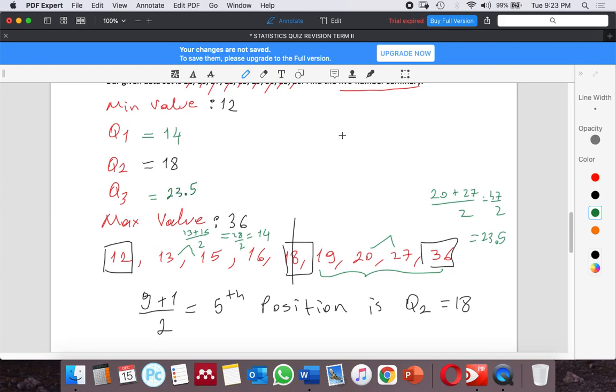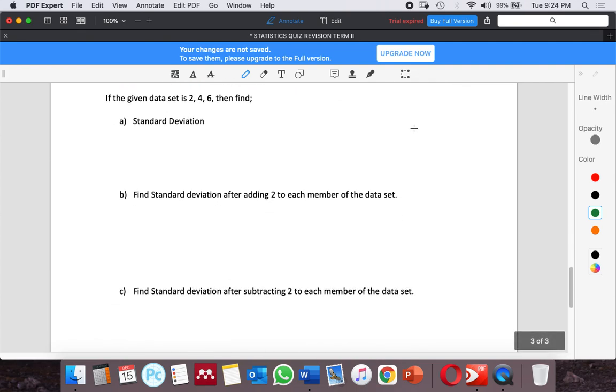So if I order them: 12, 14, 18, 23.5, and the last member is 36. So minimum, Q1, Q2, Q3, maximum. That's it. Okay, now the new question.